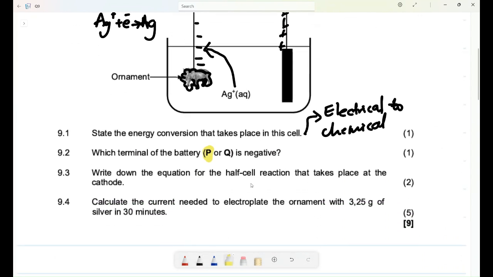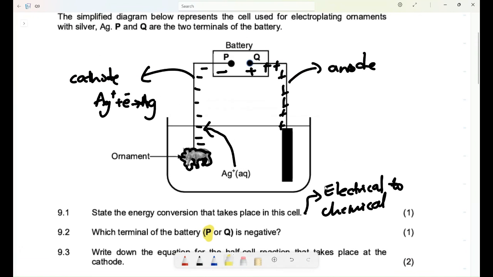Write down the equation for the half reaction that takes place at the cathode. Cathode, which one is the cathode? You have to identify it. Here is the cathode. What is the reaction? This is the reaction. I've already answered that.